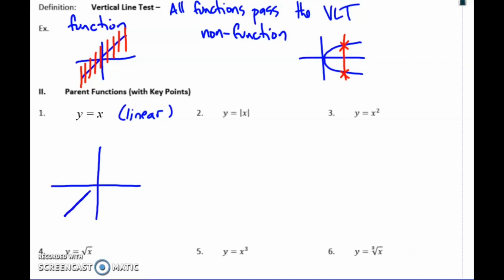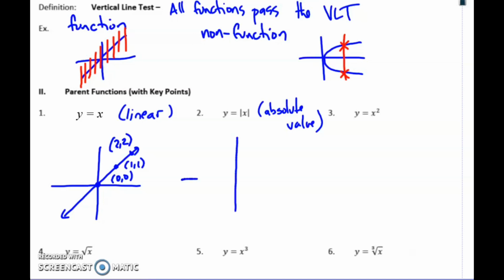It looks like this. You can name any key points you want on here. I'll start. We got 0, 0. We got 1, 1. We got 2, 2. Pretty easy relationship. The y value and x value are the same. Obviously, you can go into the negatives as well. The next one is an absolute value, y equals absolute value of x. Another graph you should be very familiar with.